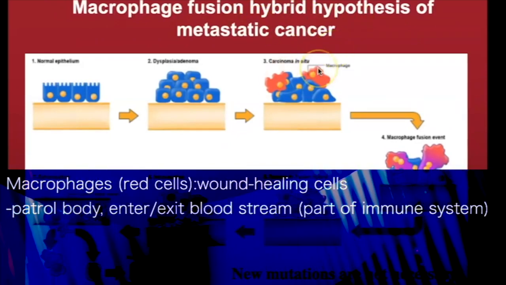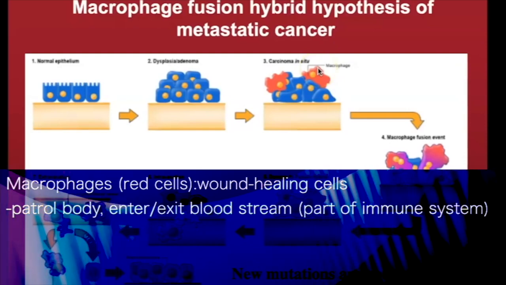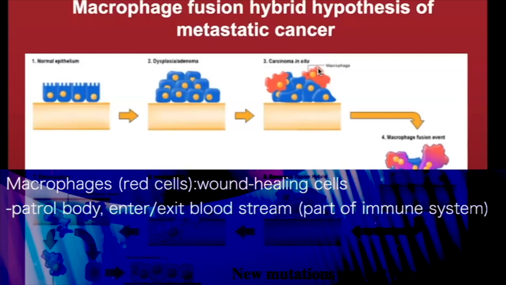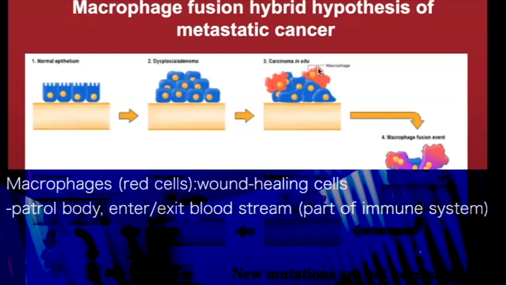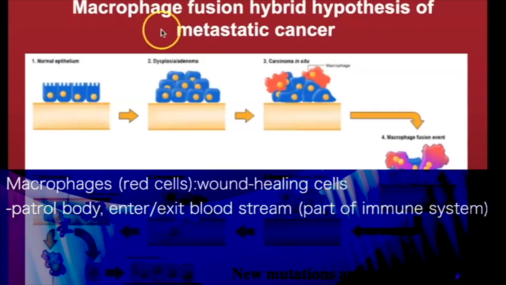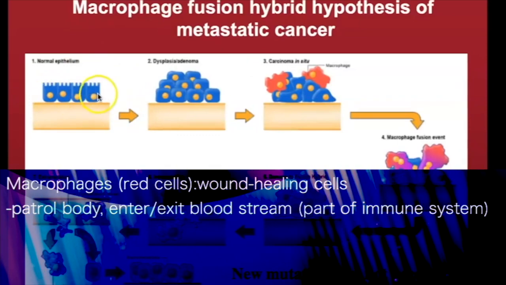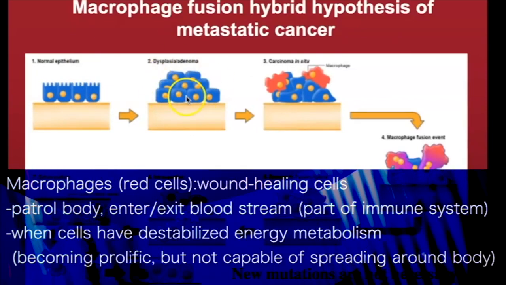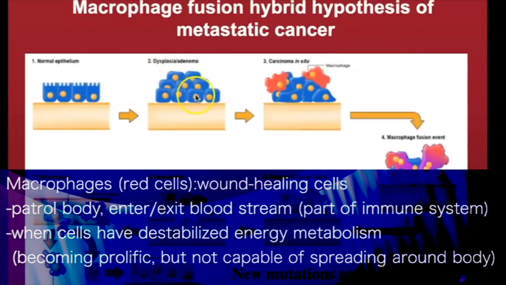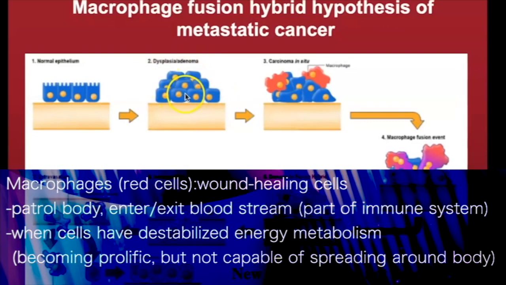Macrophages, these red cells, are actually guardians of our body. They're wound healing cells. They patrol our entire body. They enter and exit the bloodstream. They work with the immune system. They are part of the immune system. So here are normal epithelial cells. Many cancers arise from epithelial cells. They become destabilized by any one of the provocative agents. They have destabilized energy metabolism. They are entering their default state, but they are not capable of spreading around the body.